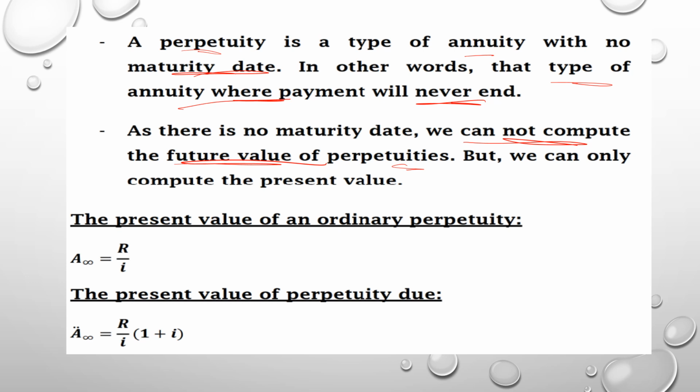And as we have two types of annuities, ordinary and due, there are two types of perpetuities: ordinary perpetuity and perpetuity due. The present value of an ordinary perpetuity is A infinity, as the payment of this annuity will continue to the end. So A infinity equals R over I, and the present value of the perpetuity due, A infinity, equals R over I times 1 plus I.